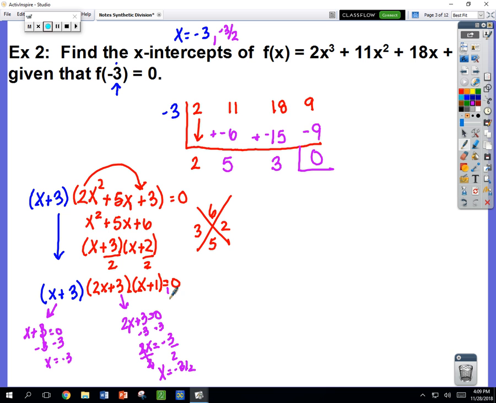And then this last one, x plus 1. Okay, all of those are either whole numbers or fractions, so I have 3 real rational solutions. All right, we're going to practice it more tomorrow.